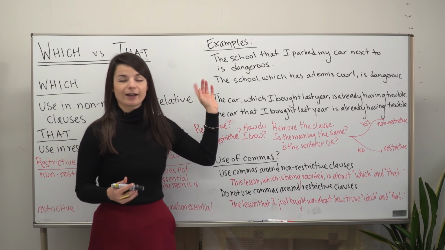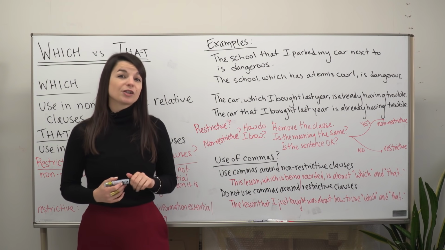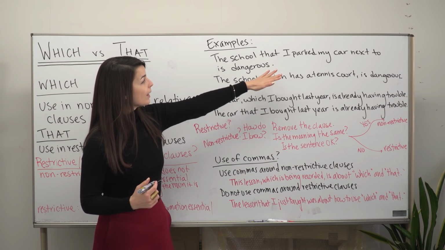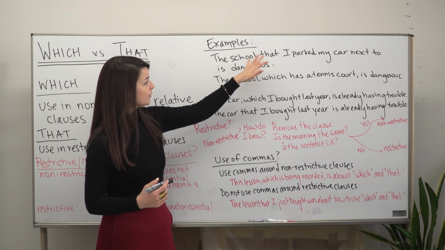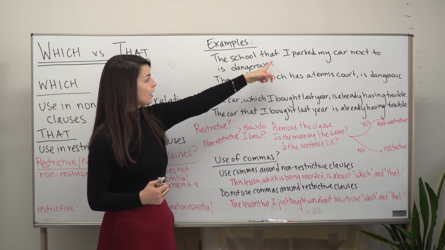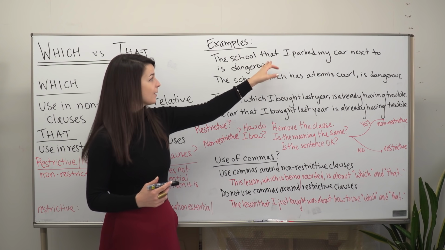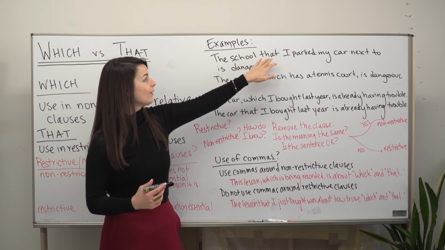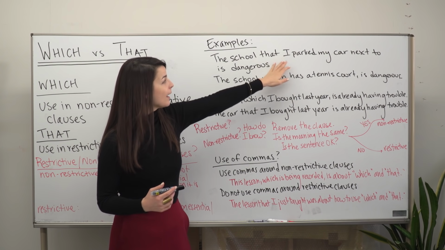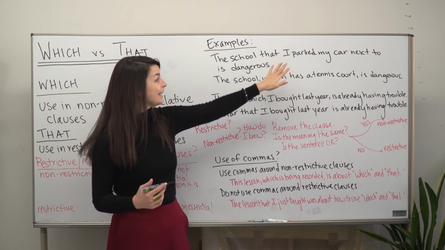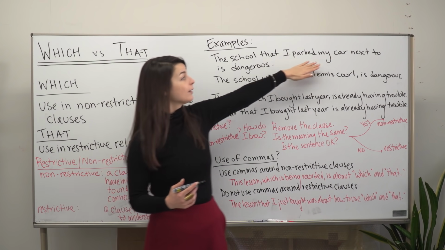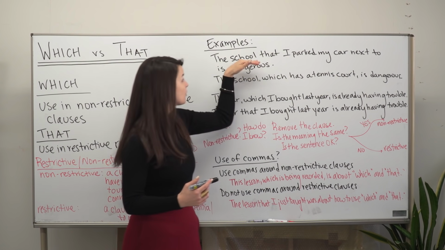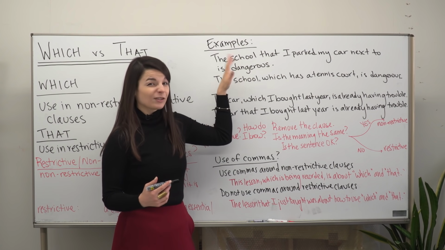The first example I have is rather extreme, but it's just to show the differences between these two. First, the school that I parked my car next to is dangerous. So here my noun is school. Here I've got the relative pronoun that. I've used that here because my clause is a restrictive clause. I need this information. If I remove this, the school is dangerous, the sentence is correct.